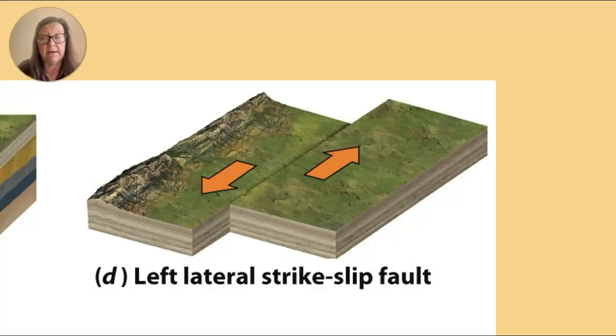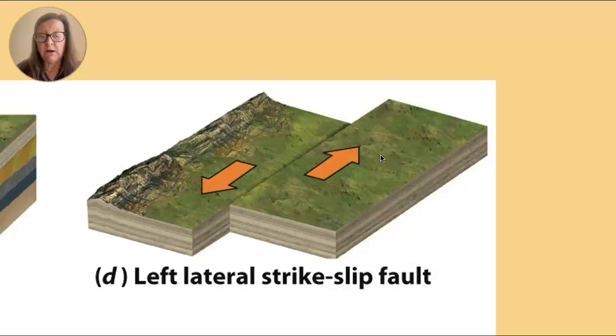And the way you tell that is this. So we have arrows on this one, and those are telling us that if we were on this side of the fault and we looked across, the other side moved to the left. However, if we were on this side and looked across, the other side moved also to the left. So this is a left lateral strike slip fault. No matter what side of the fault you're on, the other side moved to the left.